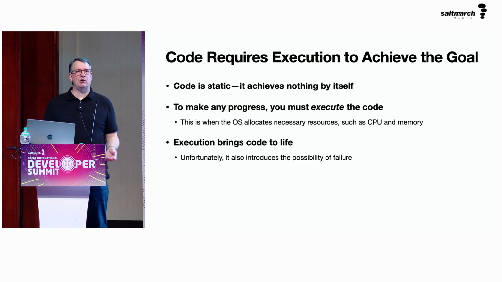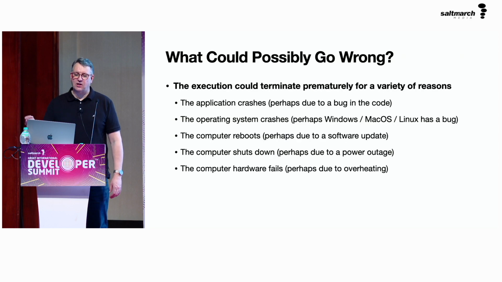So we have a bit of a paradox. Execution is what brings the code to life, but it's also what introduces the possibility of failure. The code that you saw before, it could never fail if you never execute it. It's like the most secure computer, for example, is the one that you never plug in and turn on. It's that kind of situation. So what could go wrong?